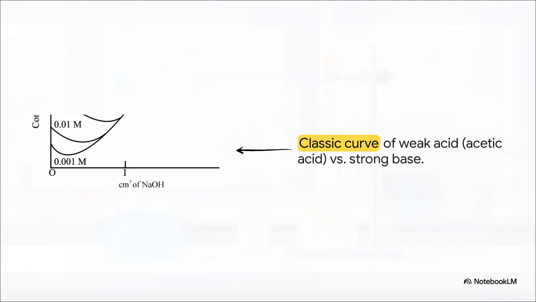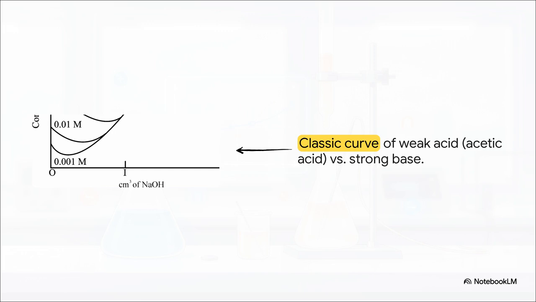Now, what's really interesting about this slide is what happens when you plot the conductance against the volume of sodium hydroxide added. You get this distinct, slightly curved V-shape. This is the classic curve of a weak acid, like the acetic acid in our vinegar, being titrated with a strong base. Initially, the conductance is quite low due to the feeble ionization of the weak acetic acid.